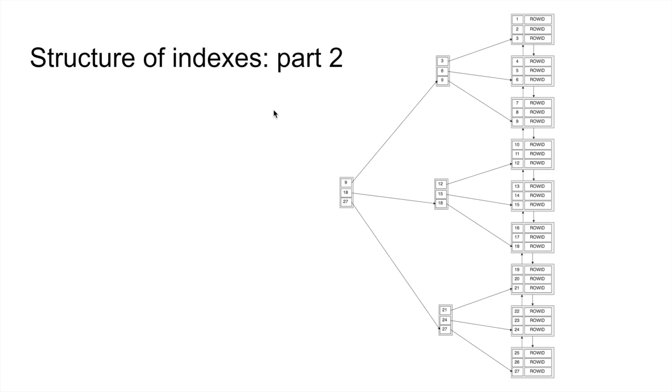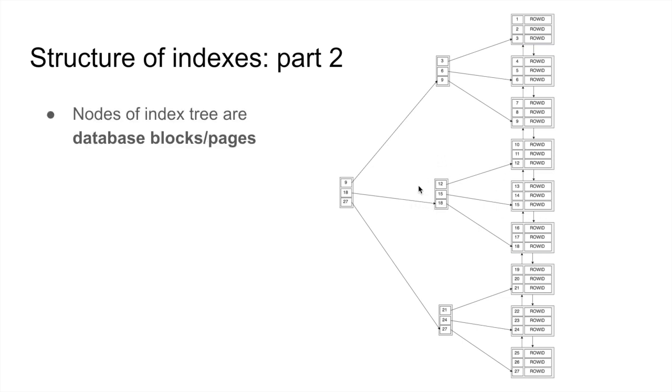Behold, a visual representation of an index. From now on, I will call this the index tree instead of calling it a balanced search tree every single time. And you might have already guessed it, but every single node of the index tree is actually a database block or a page. Remember what a database block is? It's the smallest storage unit of a database, and it's what every table and every index is made of.